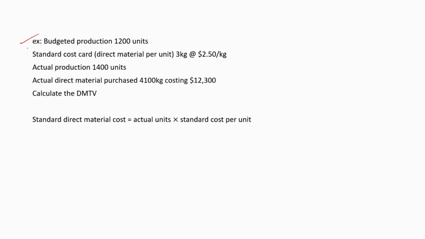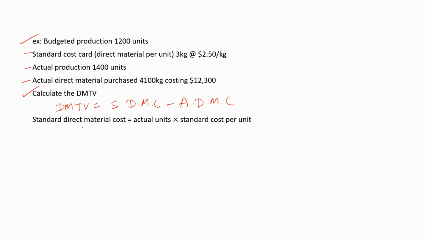Budgeted production is 1200 units. Standard cost card for direct material per unit is 3 kilograms at $2.5 per kilogram. Actual production is 1400 units. Actual direct material purchased is equal to 4100 kilograms and the cost is $12,300. Calculate the direct material total variance. So the direct material total variance is equal to standard direct material cost minus the actual direct material cost.